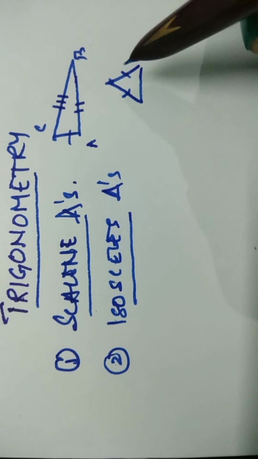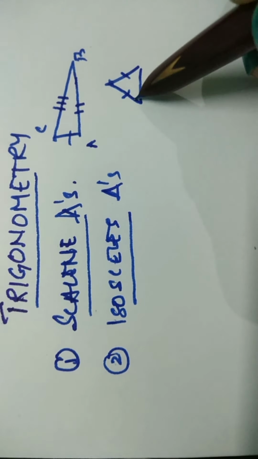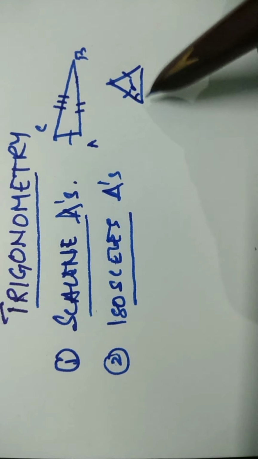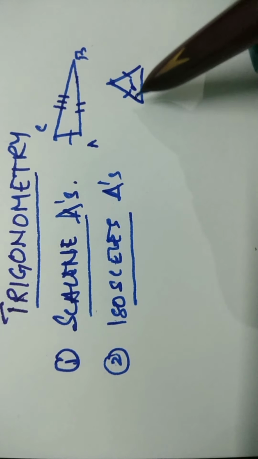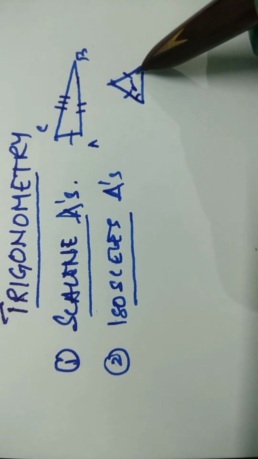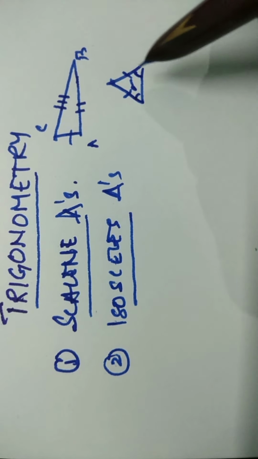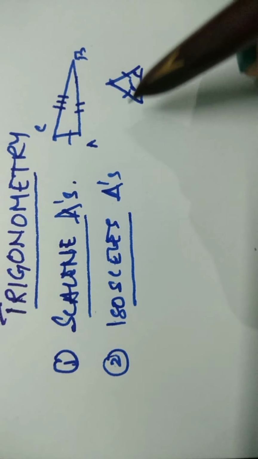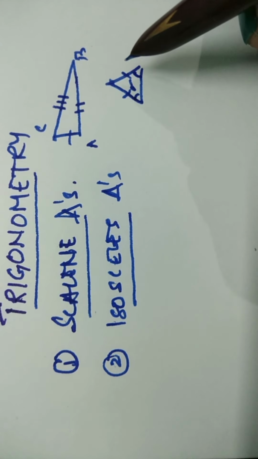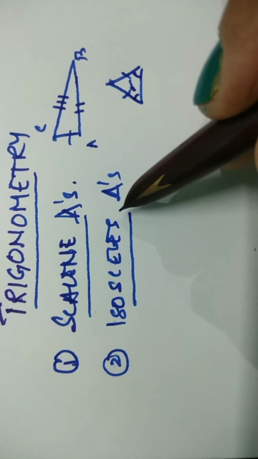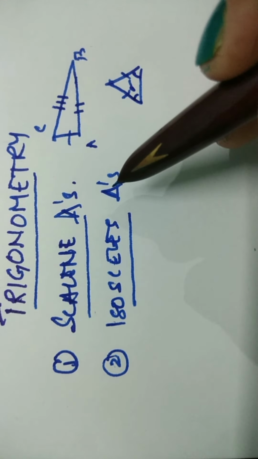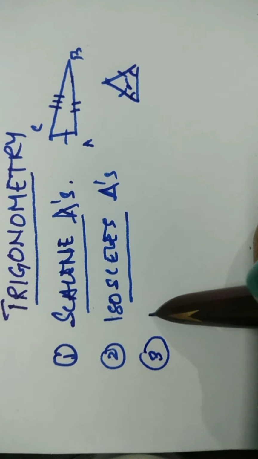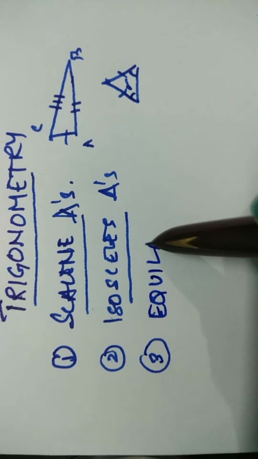And if two sides are equal, I hope you all know that the angle opposite to this side is also equal to the angle opposite to this side. That means two angles and these two sides are of equal measure. Such types of triangles are called isosceles triangles. And we can have the third type, which we call equilateral triangles.